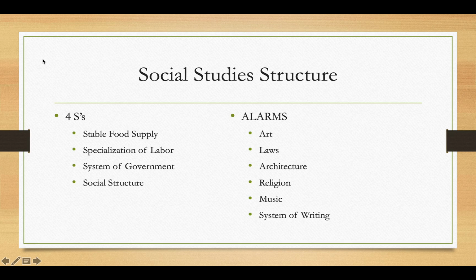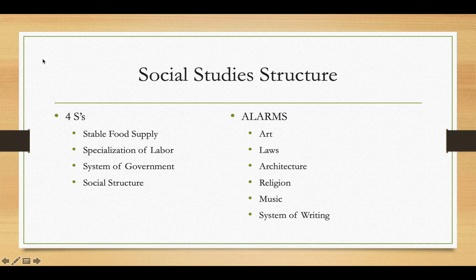One of the other structures I talk about a lot in my class is what I call the 4 S's and ALARMS. The 4 S's are the basic building blocks to say that you have a civilization. Do you have a stable food supply? Do you have enough food to provide for a large group of people? Are there examples of specialized labor? Do you have skilled craftsmen and artisans who are creating things? Is there a notable system of government and organization? And once you have things like those in place, you start to get a social structure that stratifies.